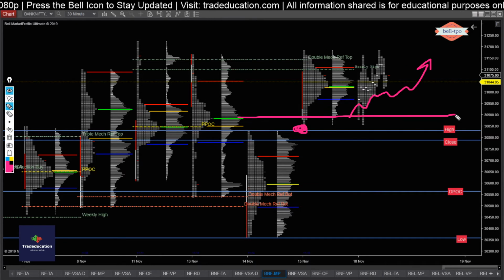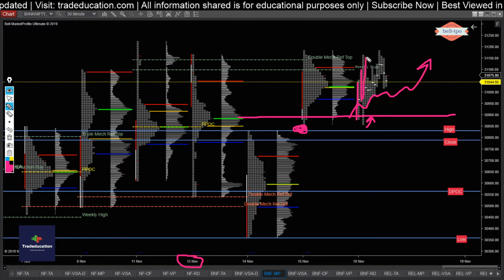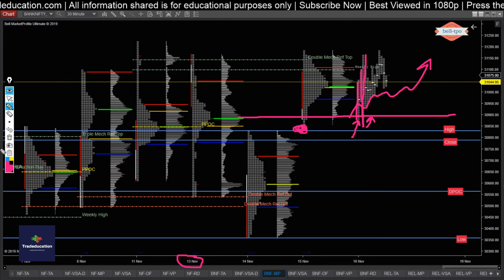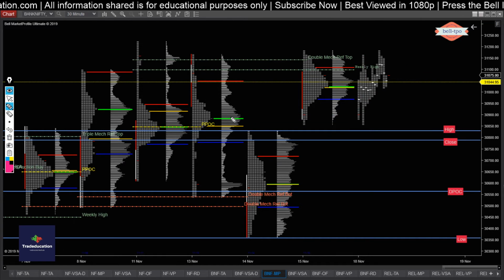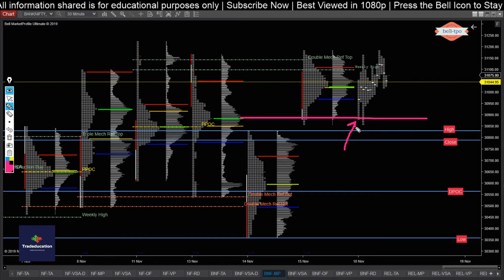And some of the reference areas which you could have marked is the point of control of the 13th of November, and you could have seen what's happening at that level. So there was a sort of rejection. So the A period, then the B period started moving up, the C period again started moving up, and then again it fell around the POC level, and again buyers started stepping in at the POC level. So this would have given a good hint that currently the auction is with the buyers.